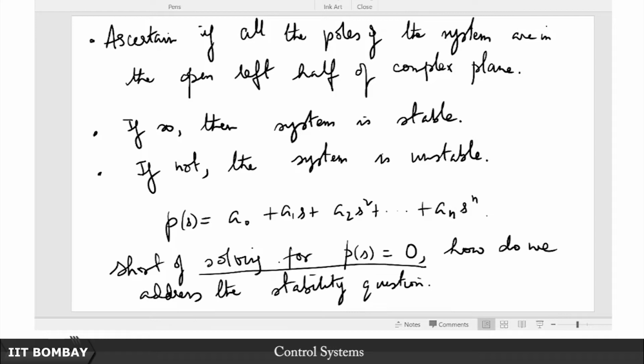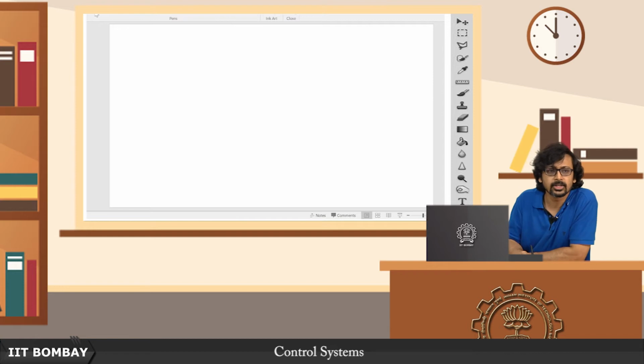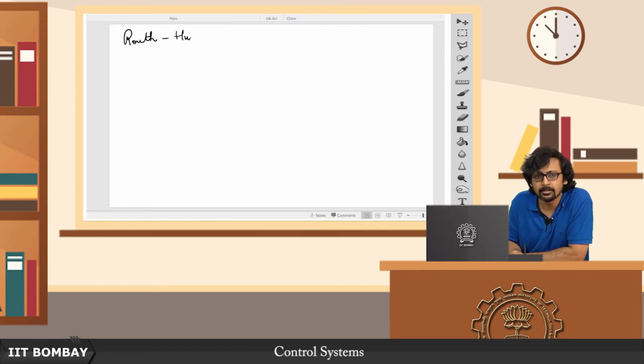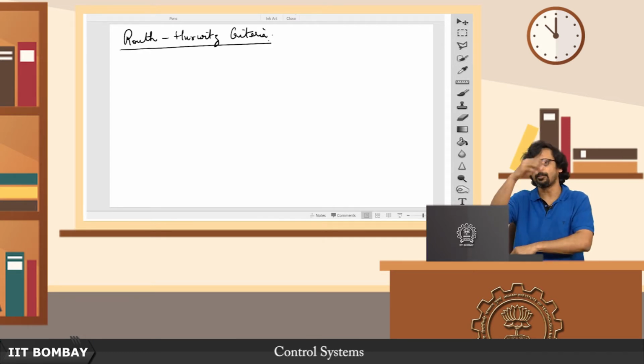Okay. So the question remains, can we bypass solving this P(s) equal to 0, and yet ascertain if all my poles are in the open left half of the complex plane? Turns out we can actually do more, but for now, for starters, we will just focus on answering this basic question, and this is given by the Routh-Hurwitz criteria.